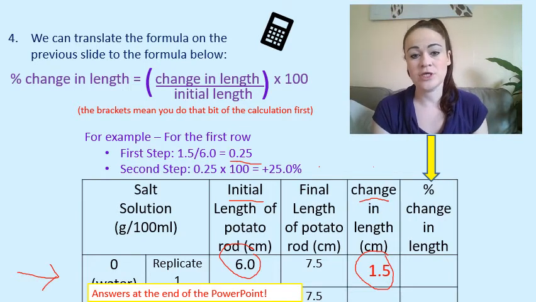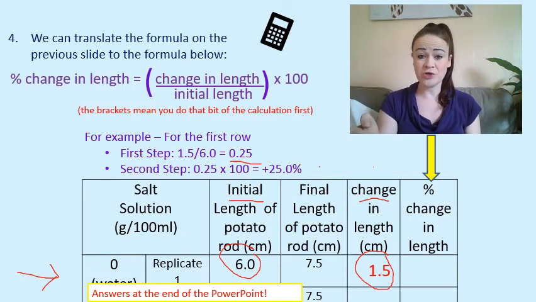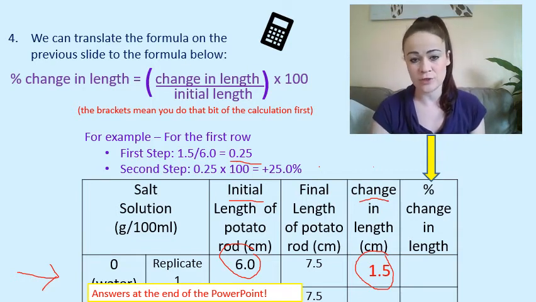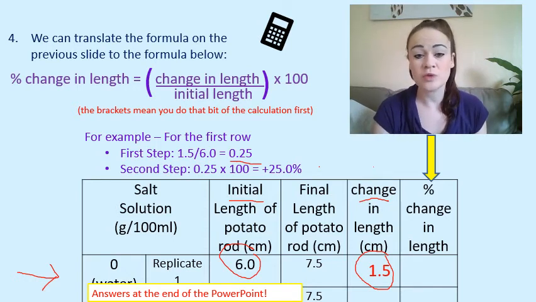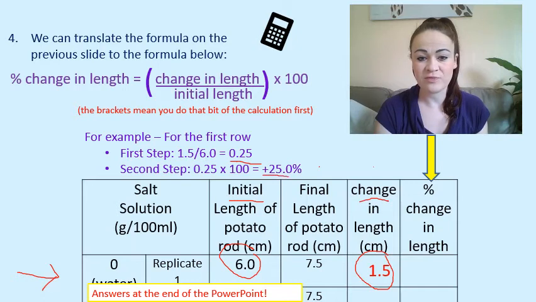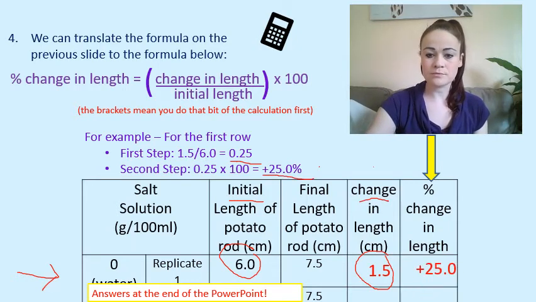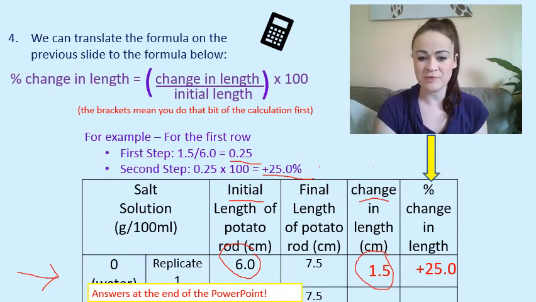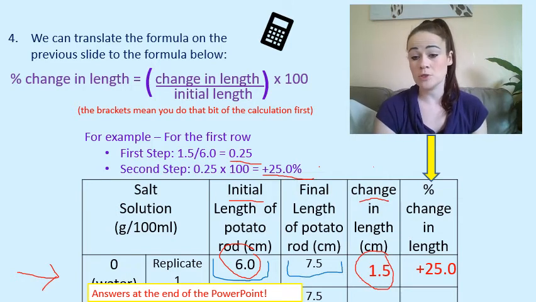And then you times it by 100. So remember, you've pressed your equals, you've got the 0.25 on the screen, and then you times it by 100. Or if you're quite confident with maths, you can just times it by 100 in your head, which will give you 25%. Now, it's a positive 25% because when we look at our initial value is 6 and our final length is 7.5, it's increased. So, you put your little plus to show that it's an increase.